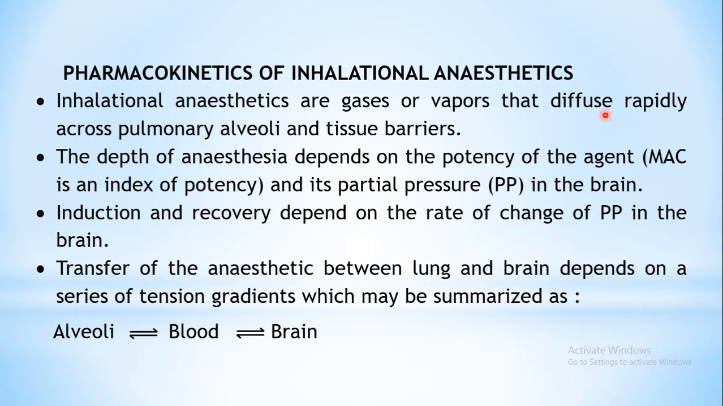It quickly diffuses across the pulmonary alveoli and tissue barrier. When you inhale the anesthetic in the form of a gas or a vapor, it will quickly cross the alveolar membrane and reach your systemic circulation. Alveoli are highly supplied by blood circulation. This is also important for gaseous exchange: oxygen is taken up into the blood from the inhaled air, and the carbon dioxide generated in your body is given back to the alveolar air and then exhaled out.